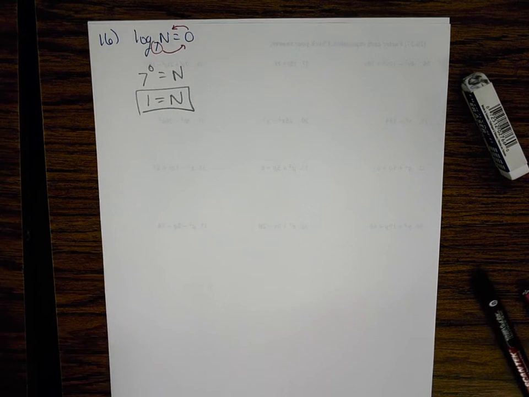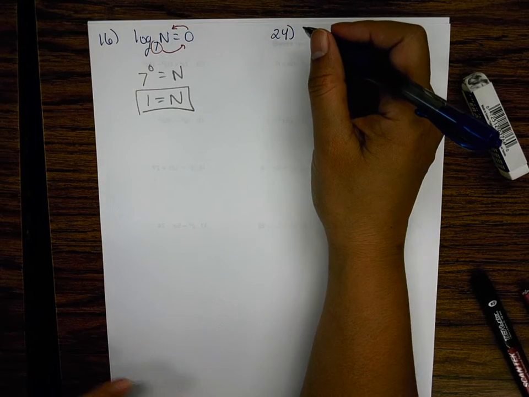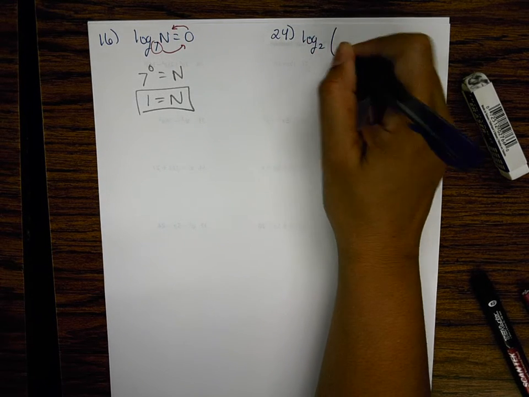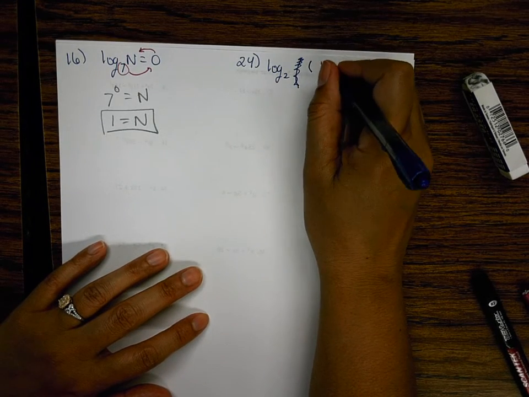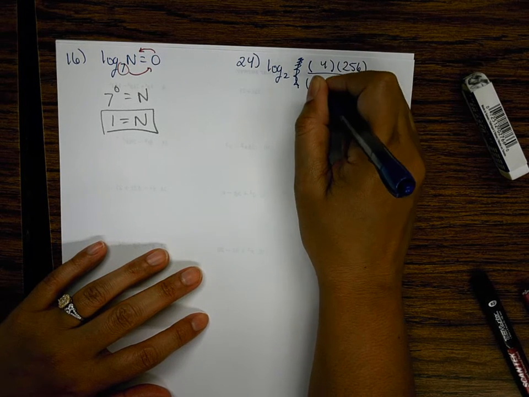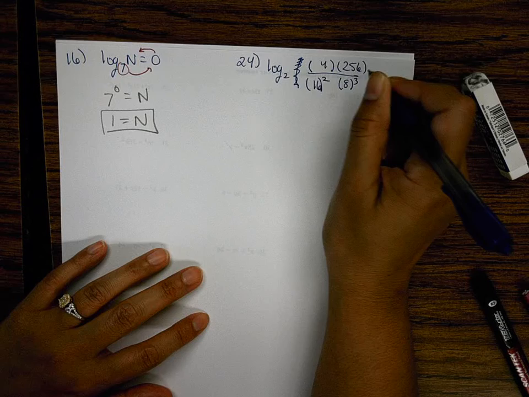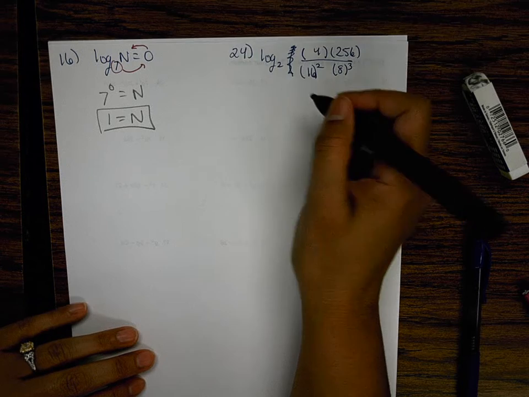Okay, next one I have is 24. And on 24, it asked us to simplify log base 2 of 4 times 256 over 16 squared times 8 cubed. Okay, first thing I recognize is that they all have a common base of 2. They all could be written with the base of 2. So that's the first thing I'm going to do.